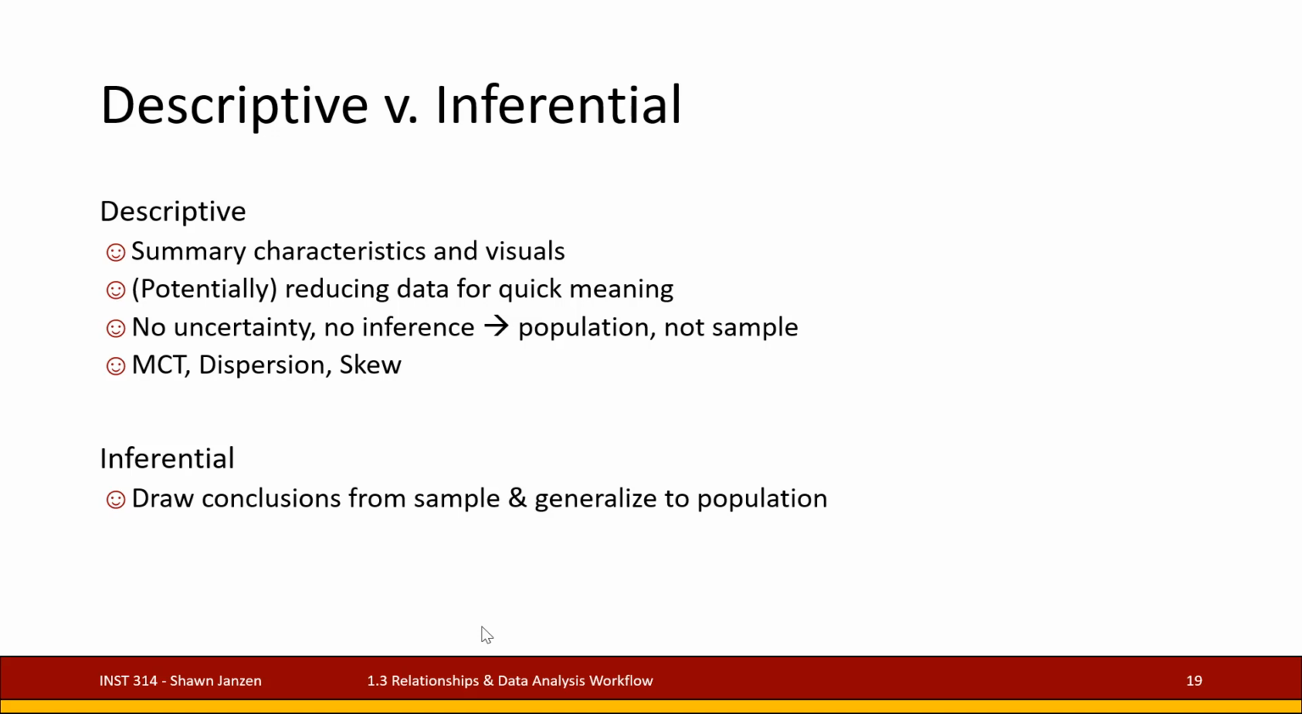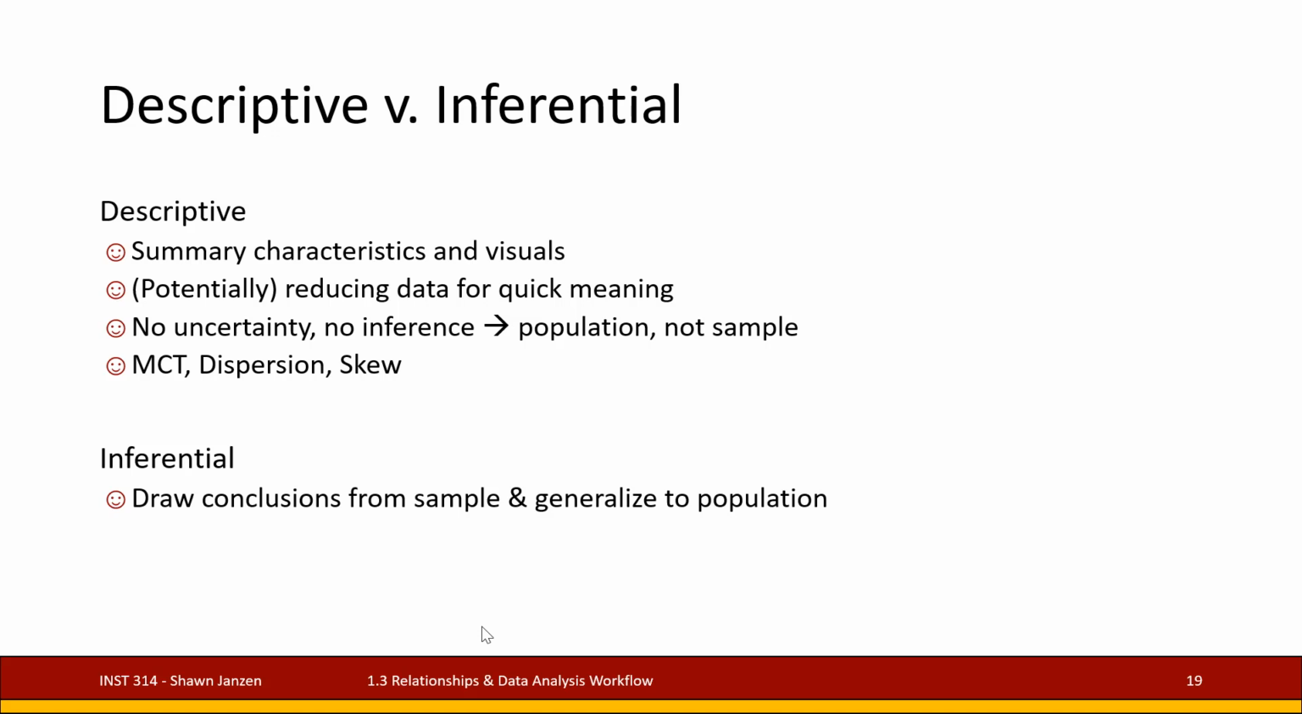There's descriptive and inferential. The descriptives are just the summary characteristics, the visualizations, things that talk about the data that we have there. And oftentimes, descriptive reduces the data for quick meaning. Reduces means we have a whole vector of data or a whole data set, and we're packing that information down into just a couple key numbers or key data points that we use as a reference. Now, with descriptive data, we don't really have uncertainty and we don't use inference with it because it's typically on population data, not on a sample.